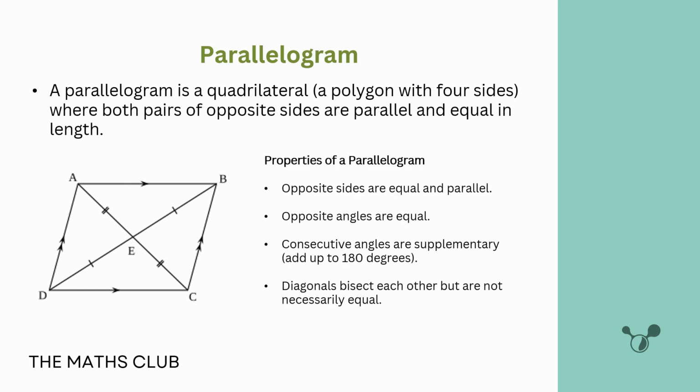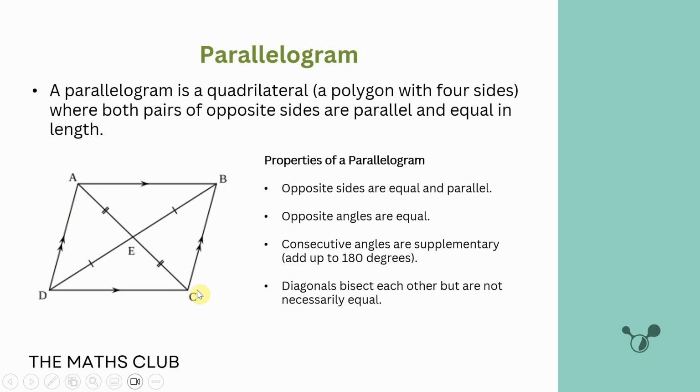We've already talked about the first property. The second property is that opposite angles are equal. So the angle at A is equal to the angle at C, and the angle at D is equal to the angle at B. So opposite angles are equal. These 2 are equal. These 2 are equal.